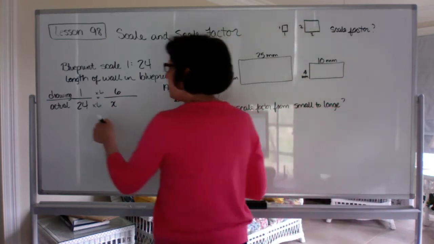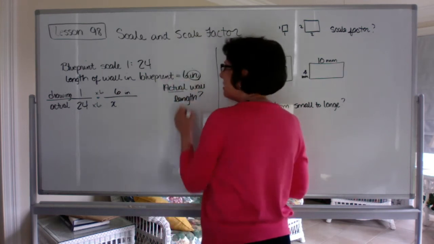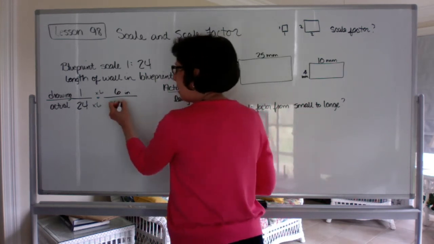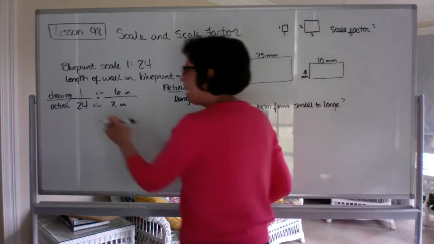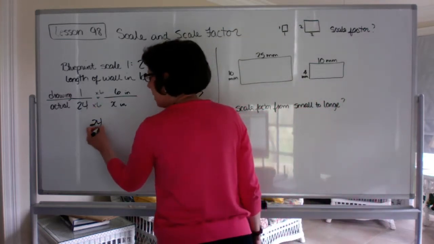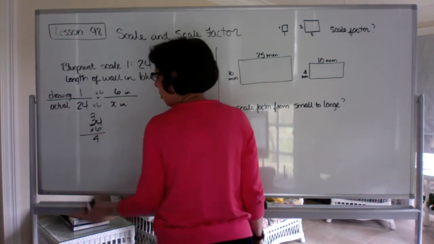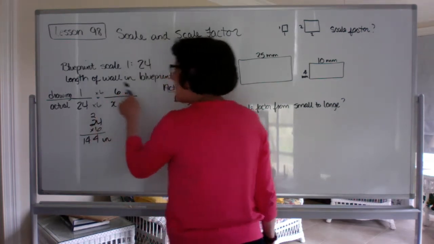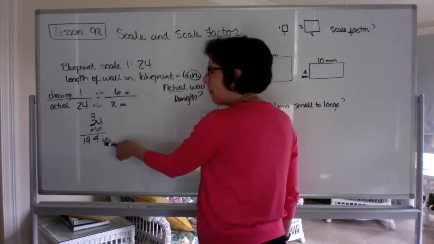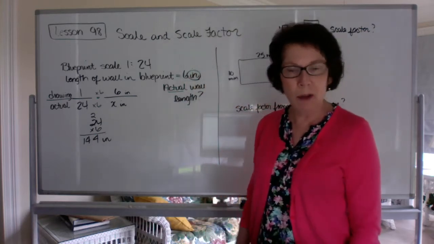But this is in inches, 6 inches. So this value will be in inches, and we're going to have to convert that to feet. So let's go ahead and multiply 24 times 6. 6 times 4 is 24. 6 times 2 is 12. 144. So 6 inches on the blueprint represents 144 inches on the real wall, the length of the real wall.